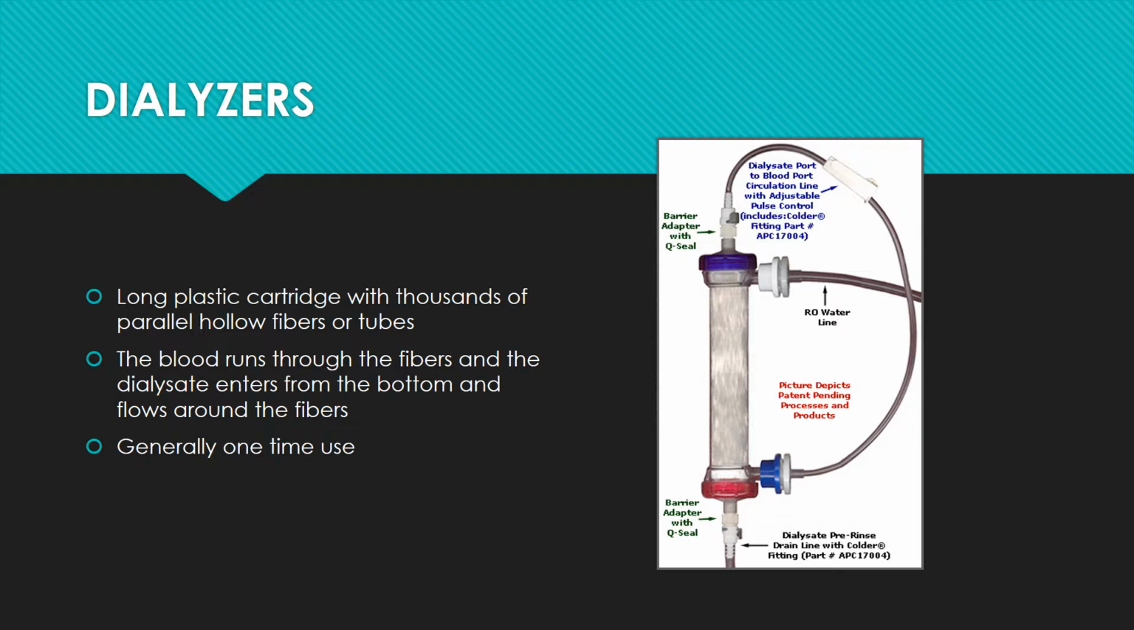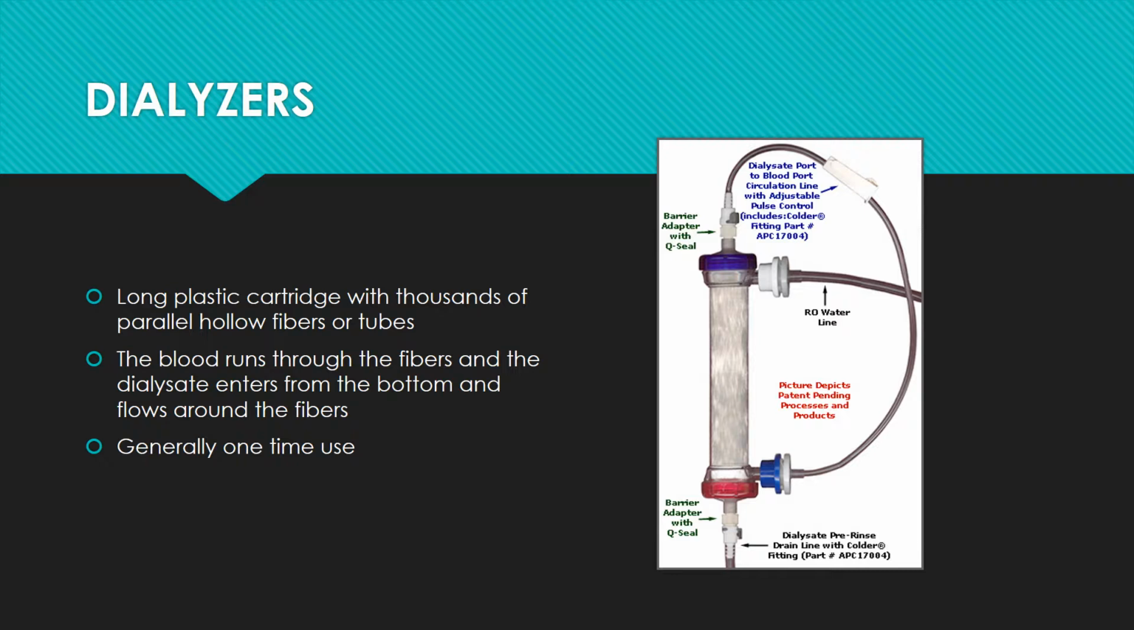The filter is hooked into the dialysis machine, and one end will hook up to the patient. Well, both ends will hook up to the patient. But what will happen is the blood will flow around the filters, and the dialysate will go in, and that's how the diffusion and the osmosis happens. Sorry, I said it wrong. Blood runs through the fibers, and the dialysate runs around them.